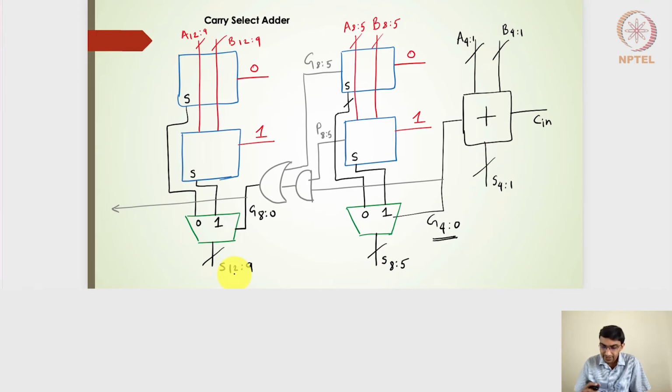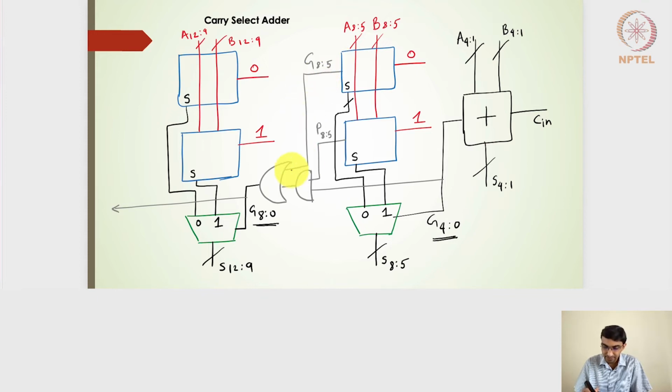And notice that for G8 is to 0, or G12 is to 0, or G16 is to 0 to be generated, it actually uses the G8 is to 5 and P8 is to 5. This is something we had already seen in our previous 3 adders: the carry skip adder, the carry propagate lookahead adder, and the carry increment adder.